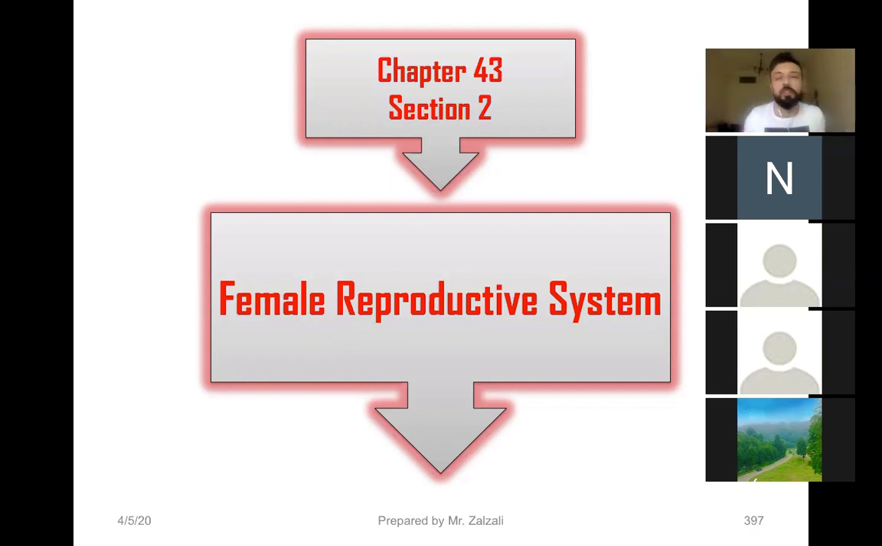So you think that the breast is part of the female reproductive system? No, breast is not part of the female reproductive system. Breast is part of what system? Endocrine. Very good. It's part of the endocrine system. It's a gland that produces, lactates, or milk.